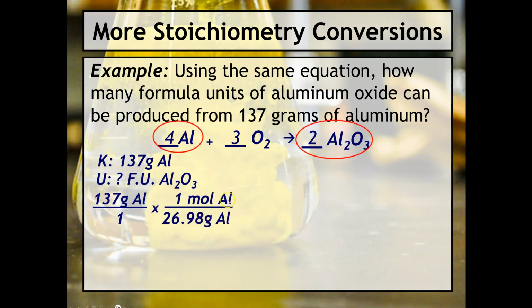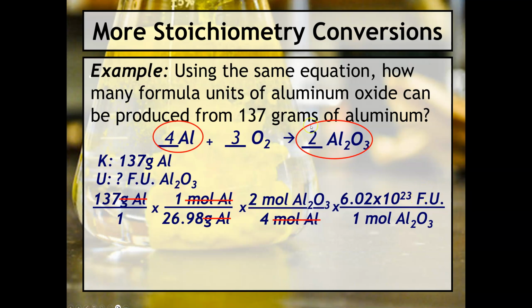137 times 1 mole over 26.98, because we want to get rid of the grams, so molar mass always. We're going to use a 4 to 2 ratio, or in other words, 2 to 4, because I want to get rid of the moles of aluminum. And I'm going to use Avogadro's number here because I want formula units. So I'm going to go ahead and multiply it by 6.02 times 10 to the 23 formula units over 1 mole. And that's going to give us our answer. Cancel, cancel. And our answer is 1.53 times 10 to the 24. So be sure on your calculators that you have 24 there, formula units.